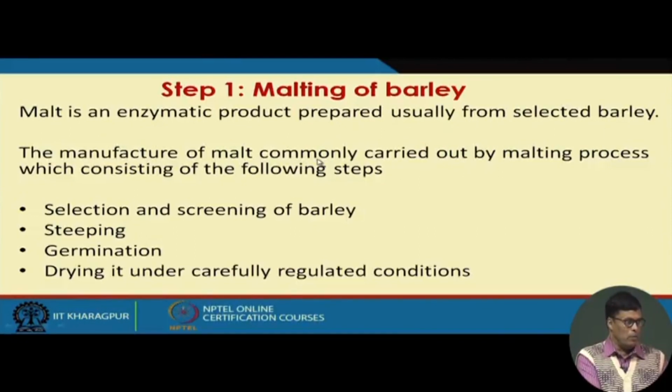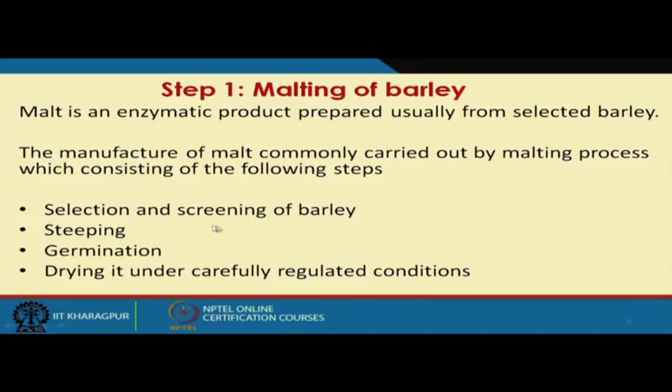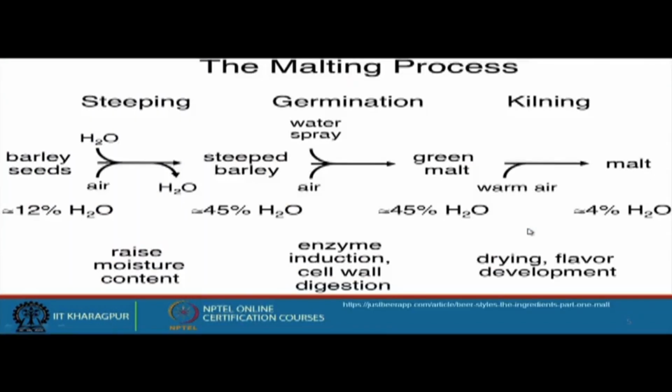The manufacture of malt is commonly carried out by the malting process, which consists of the following steps: selection or screening of the barley grains, then the steeping process, what we call the soaking process, the germination process, what we call the sprouting process, and drying under carefully regulated conditions. So four major steps are involved in the malting process.